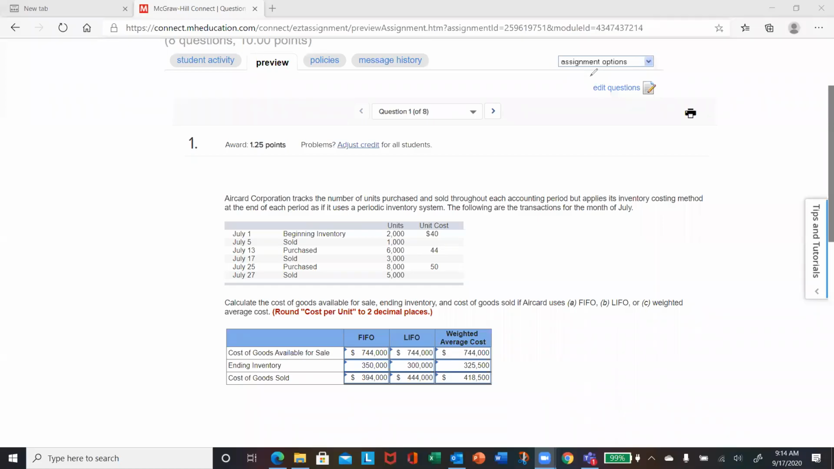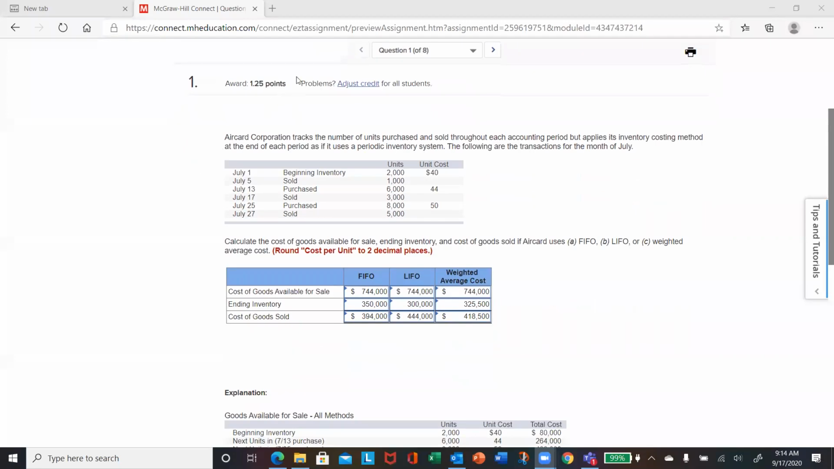All right, so let's check out your Chapter 7 homework. This is problem number 1, and they're going to be using the periodic method. You'll notice they've given you, for the month of July, all the inventory that they both bought and sold. They've got the units, and they've got the unit cost for each of these. So again, this is for the month of July.